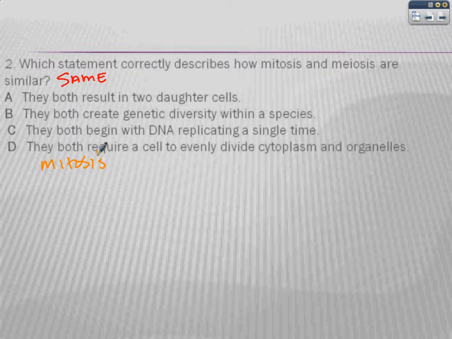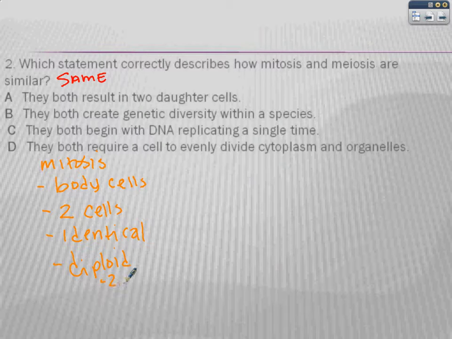Mitosis. It is cell division of the body cells. It makes 2 cells. They are identical, or basically identical. They make diploid cells, which means they have 2 copies of the DNA or of the chromosomes. Let's see how this compares to meiosis.